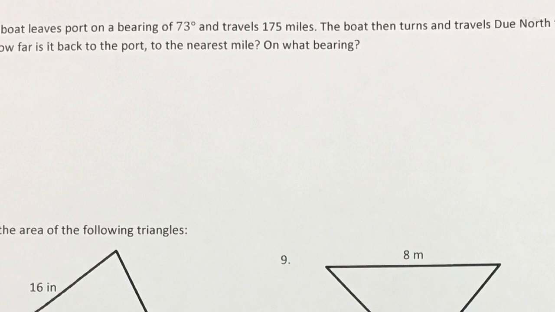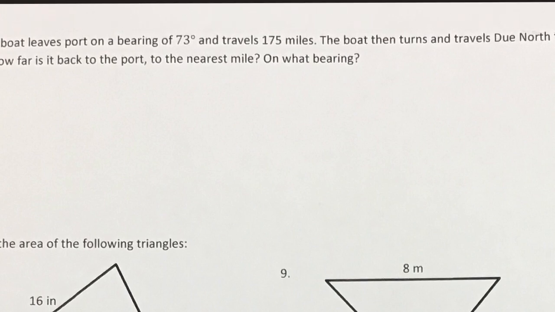So here is the second page. A bearing problem. A boat leaves port on a bearing of 73 and travels 175 miles. Then the boat turns and travels due north for 125. So 73 degrees is, remember, due north is vertical, right? Due north is straight up. So we're going to draw our compass starting in the lower left.